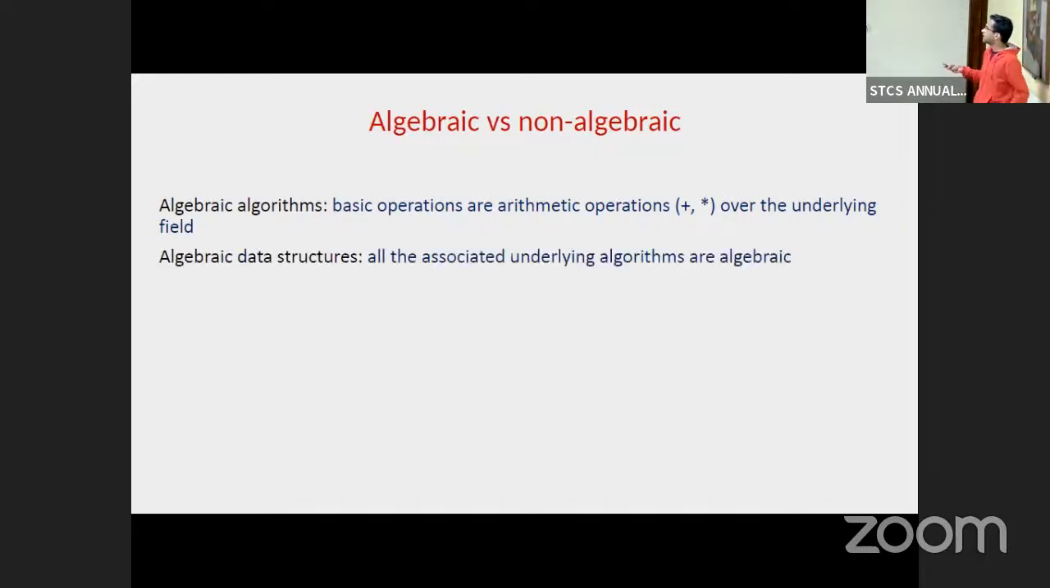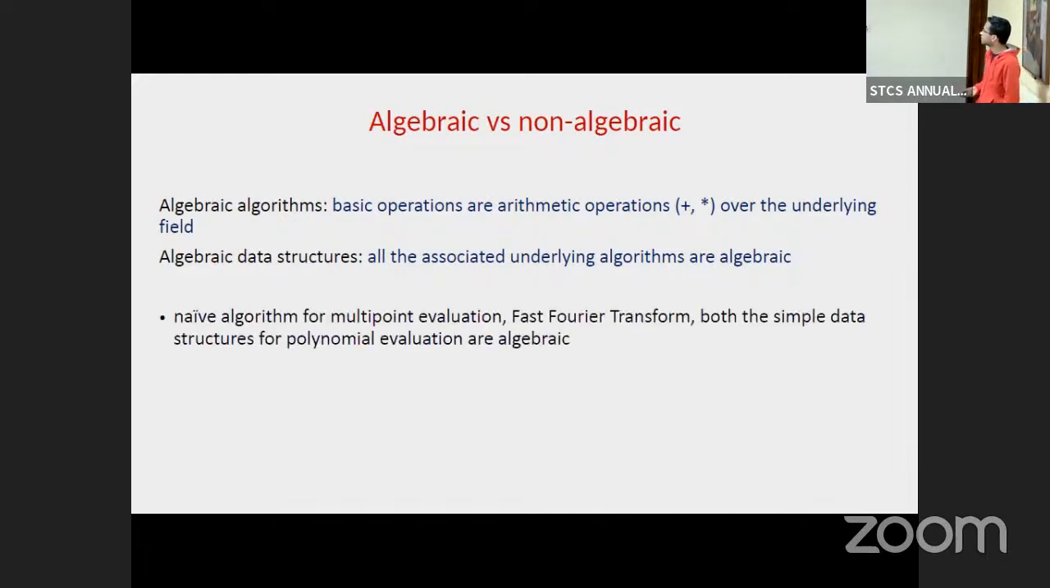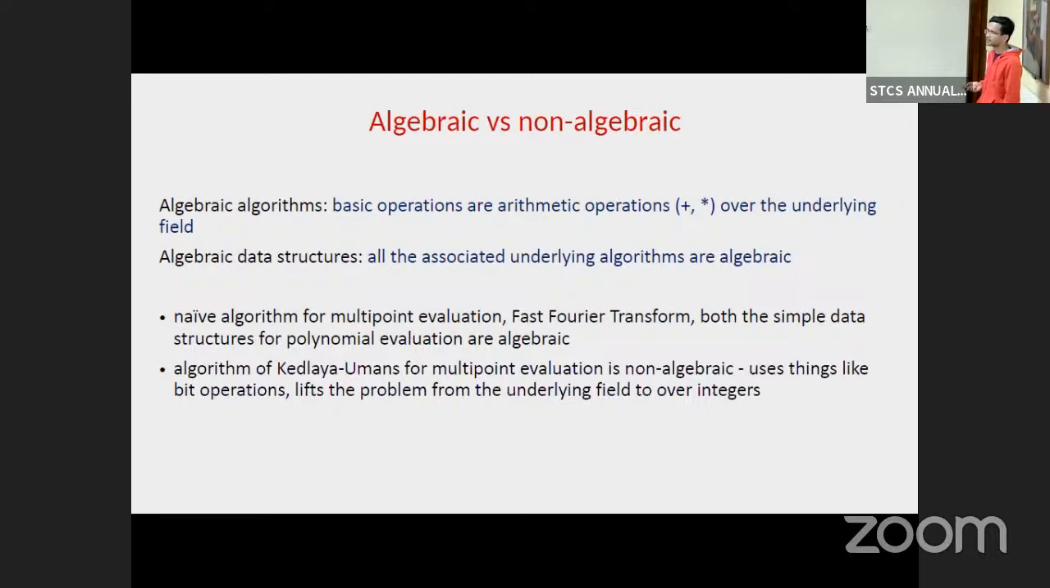A data structure is said to be algebraic if all the algorithms involved in the data structure are algebraic, meaning processing the data, storing content in memory, reading off, doing everything is algebraic. For instance, the naive algorithm for multi-point evaluation that I mentioned, or the fast Fourier transform, or both the simple data structures for polynomial evaluation are actually algebraic. What's a good example of a non-algebraic data structure? It's very hard to come up with a good, simple example.